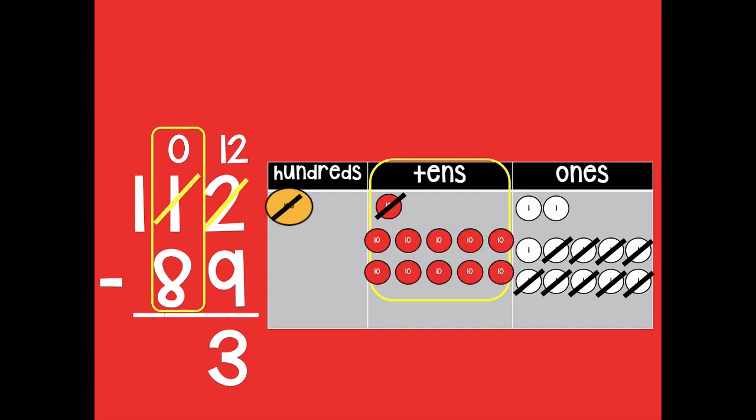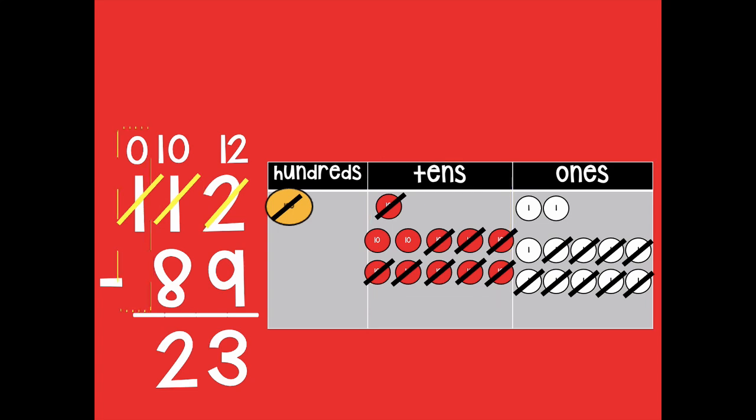Okay, so now let's model what I just did on the vertical form. So now I don't have any hundreds, and I have 10 tens. So 10 tens minus 8 tens. Let's do that. So 1, 2, 3, 4, 5, 6, 7, 8. So I'm left with 2 tens. And then there's nothing in my hundreds place to subtract anymore. So 112 minus 89 equals 23.